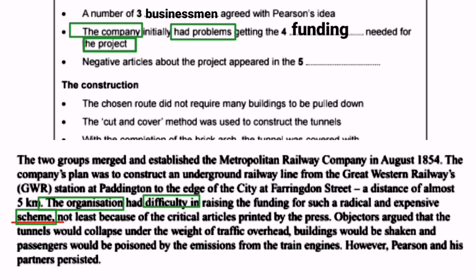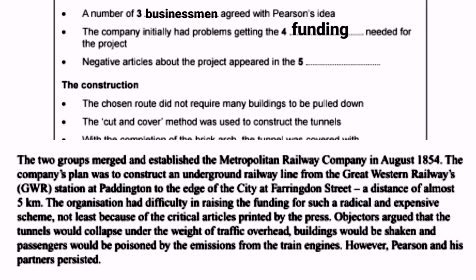So a company initially had problems getting the funding needed for the project. Next is negative articles about the project appeared in the question number 5 blank. Negative articles is the keyword. By articles we mean columns written by the writers, and articles can appear in print media. So our expected answers are newspapers, press, or something like that. So we have to find a type of media in which the negative articles appeared against the project.